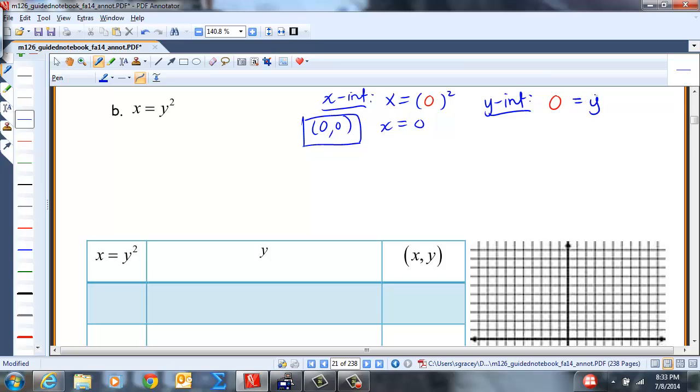You let x equal 0 and solve for y. So you can square root both sides, and you'd end up getting plus or minus 0 is y, but 0 is neither positive nor negative, so this is what we would get for the intercept.